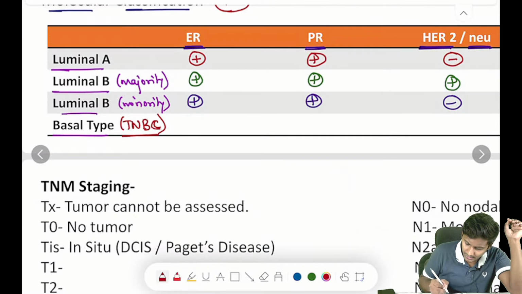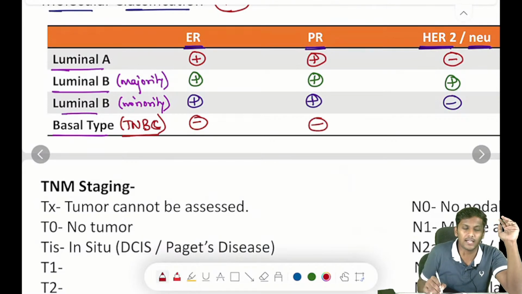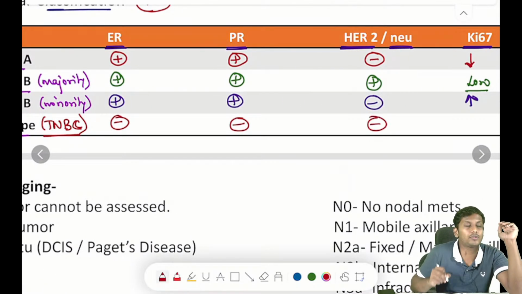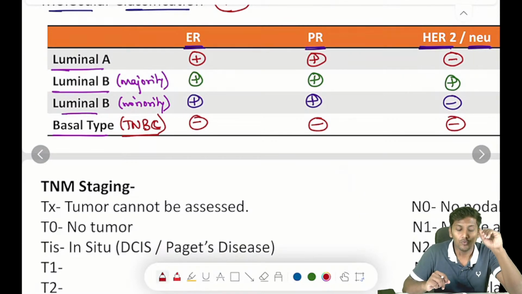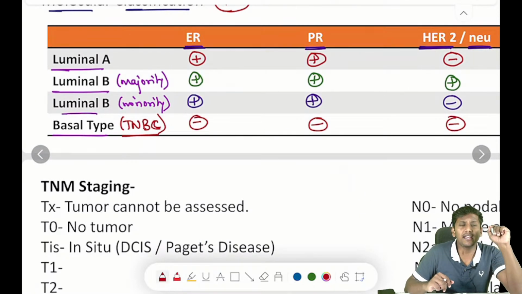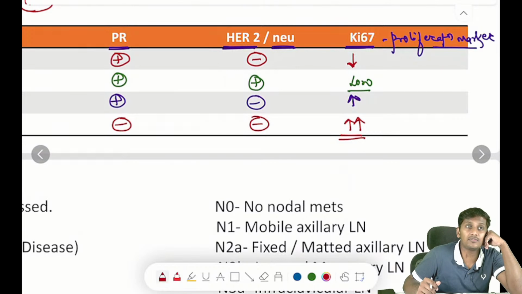And if it is a triple negative breast cancer, it does not have any estrogen receptors, ER negative, no progesterone receptors, PR negative, no HER2 new receptors, so HER2 new negative. So ER negative, PR negative, HER2 new negative type of breast cancer is what is called a basal type or a triple negative breast cancer. And here the proliferation marker activity is very very high.